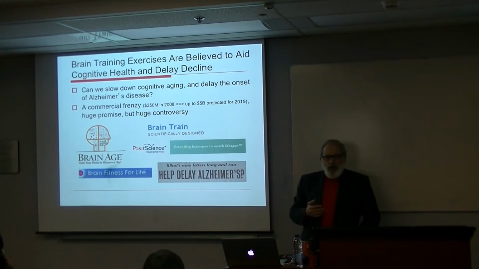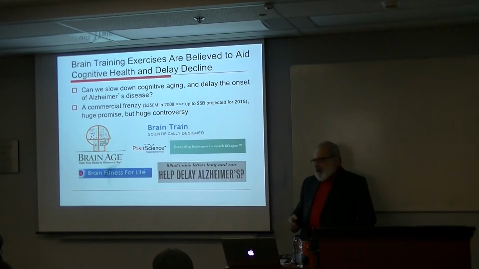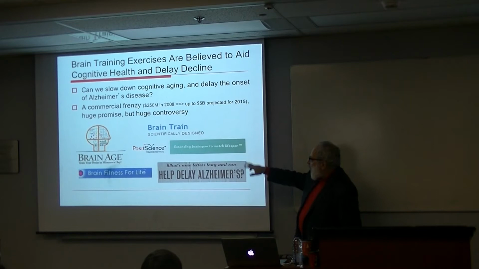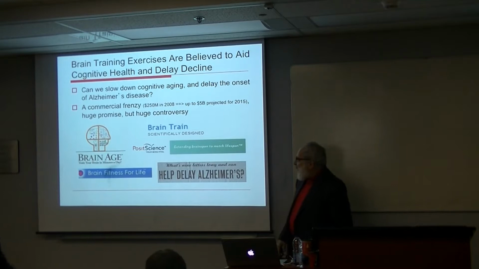And the idea is that in the same way that you could, by continuing to jog, keep your legs and abdomen and everything else healthier and perhaps be able to walk longer, the hope is that by training your brain with these exercises, your brain will stay cognitively fit longer, and maybe you can hold off Alzheimer's disease, et cetera. And you can see here, brain trained, scientifically designed, help delay Alzheimer's, brain fitness for life, et cetera. It's become a huge industry.